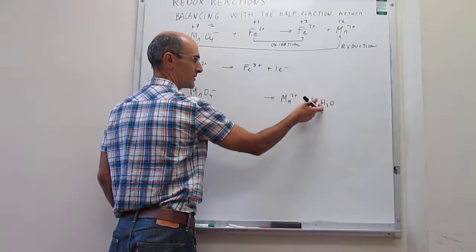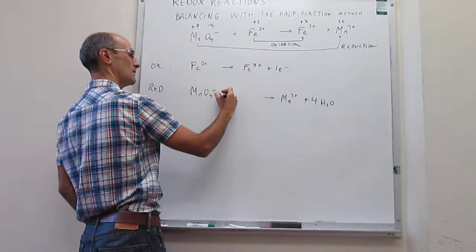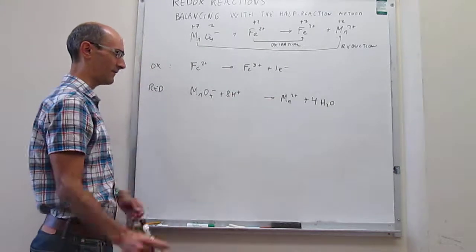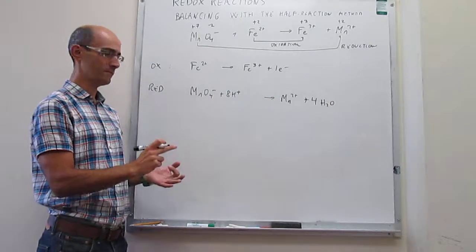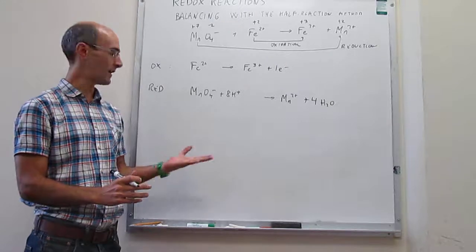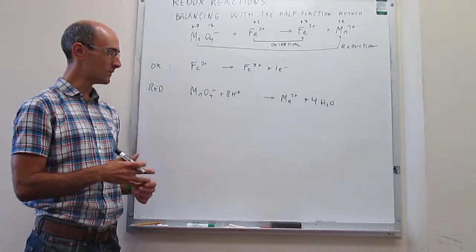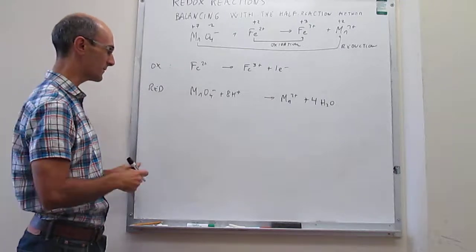Now I have to introduce hydrogen atoms so I can balance those using protons. Here I have 8 hydrogen atoms, here I don't have any. So I add here 8 protons. And now I have that manganese, oxygen, and hydrogens, all those are balanced. So the last step then is to balance the charge.